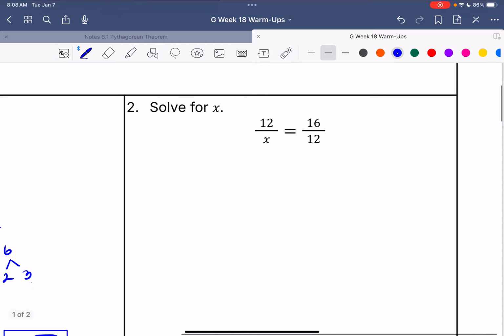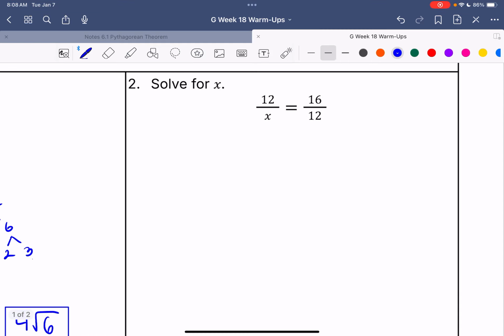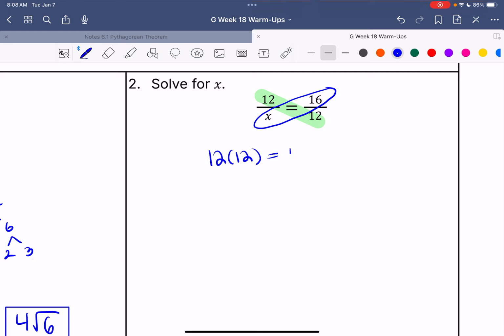Okay, and then number 2, solve for x. This one is fairly easy. You just have to cross multiply. So it would start with 12 times 12 equals, and then cross multiply the other way, 16 times x.